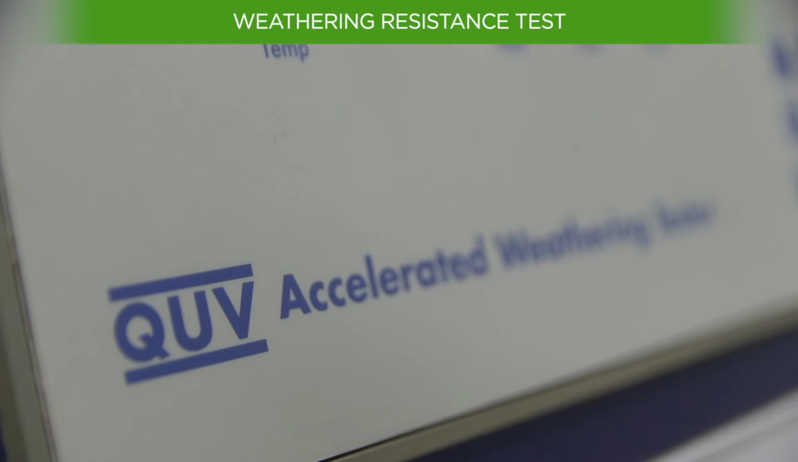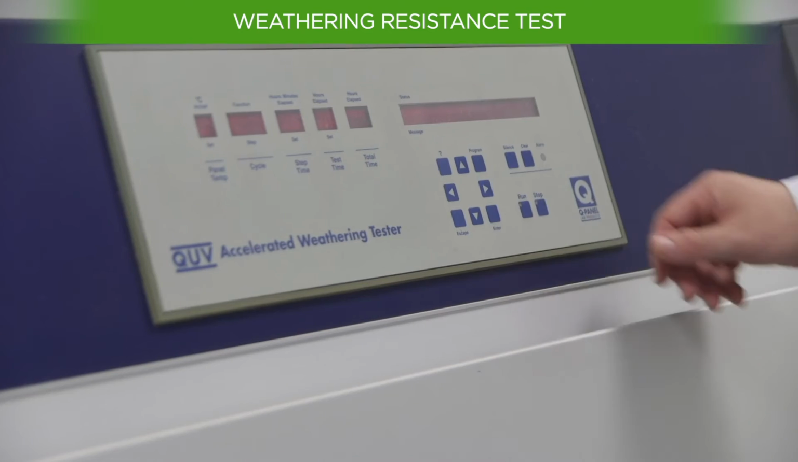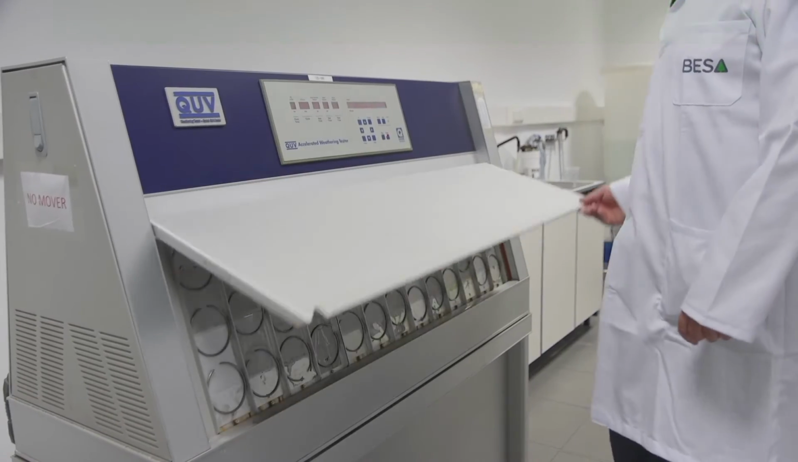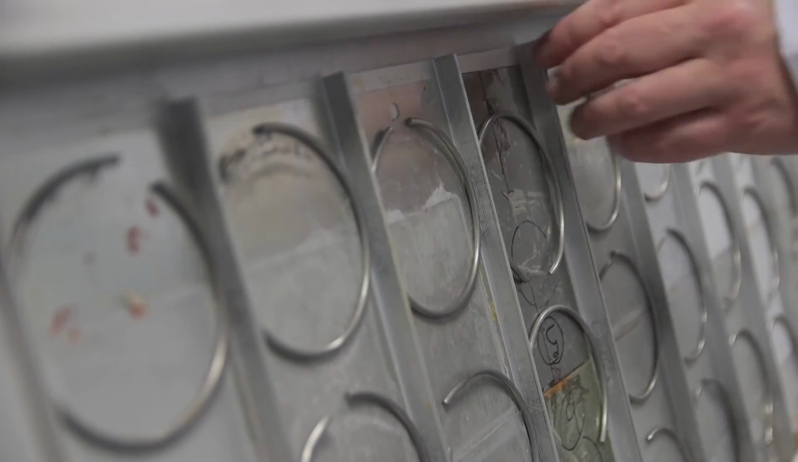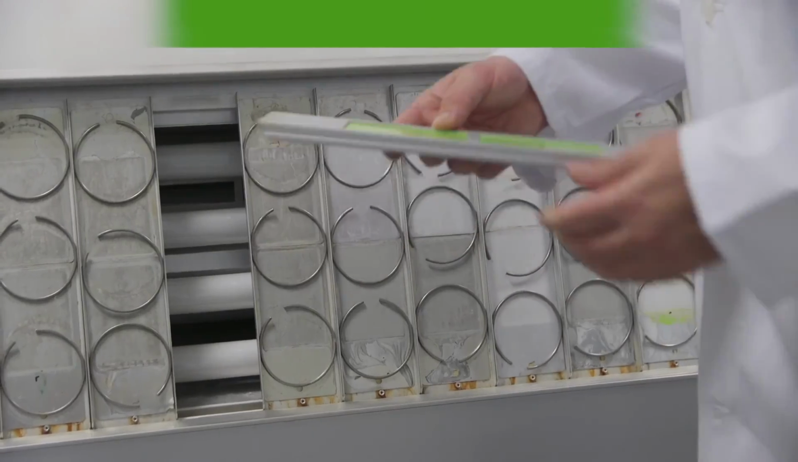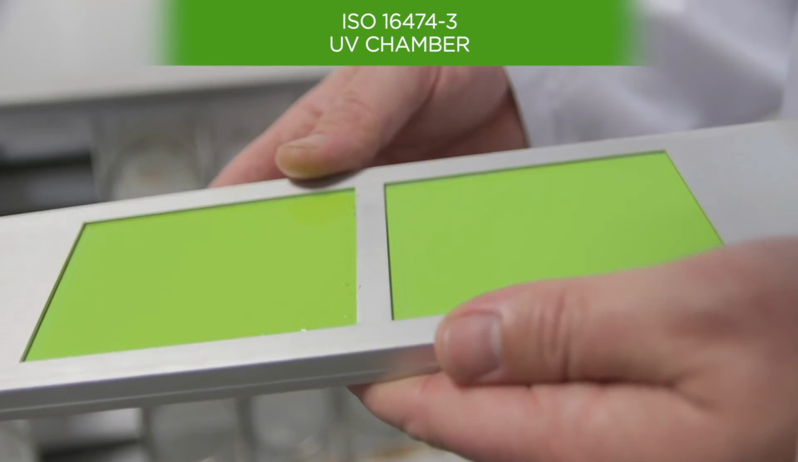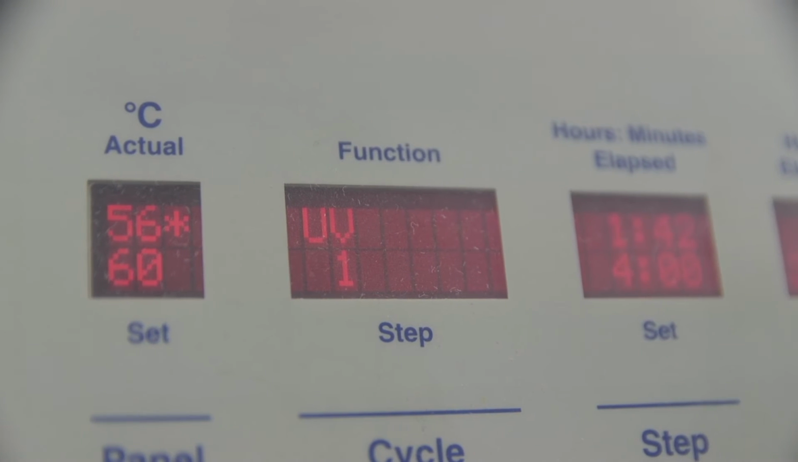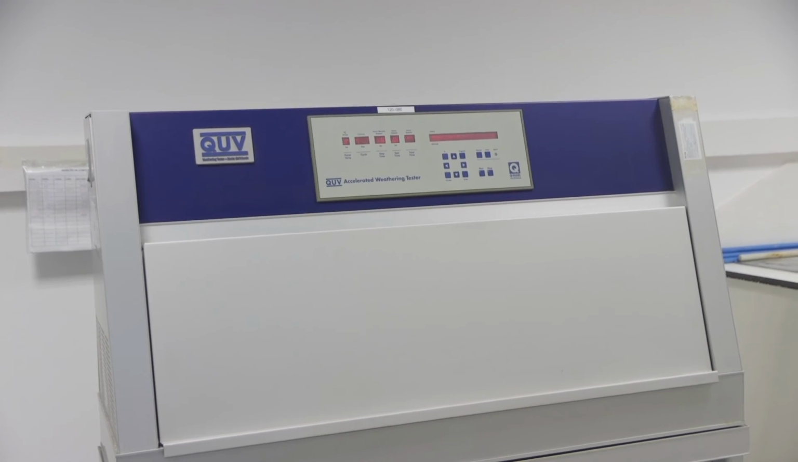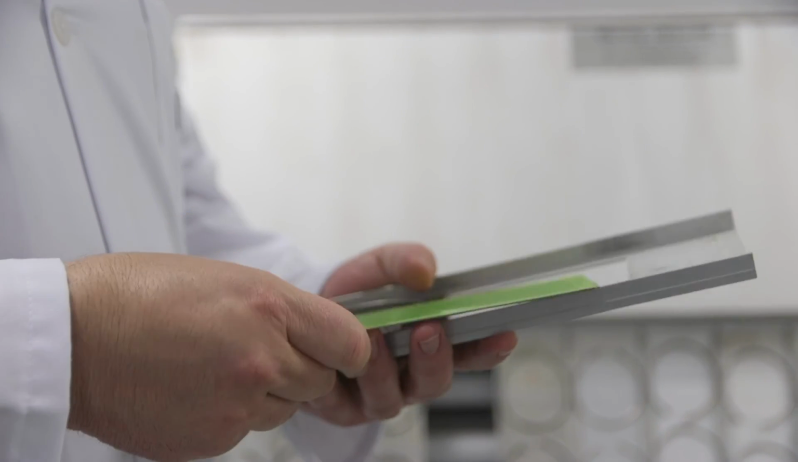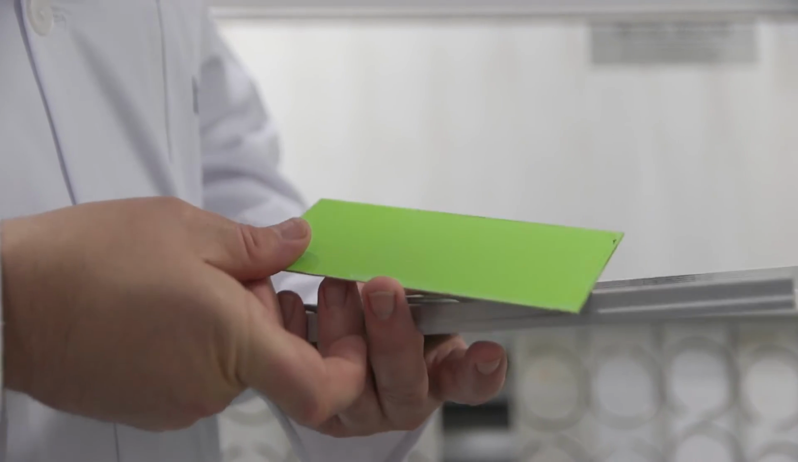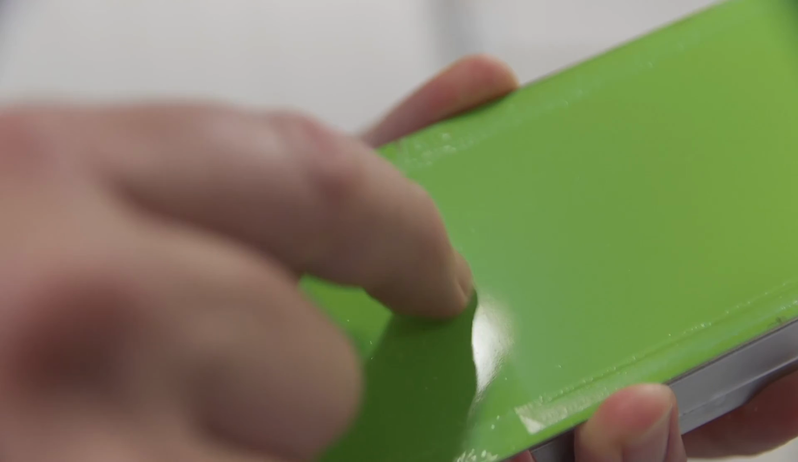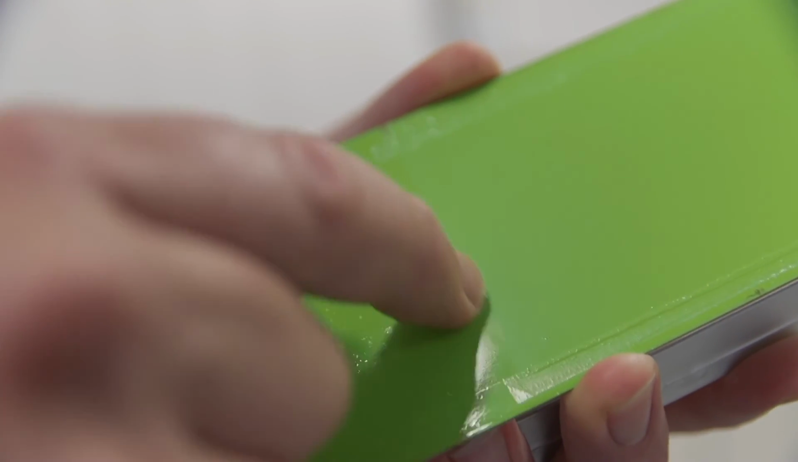Weather resistance test. In order to accelerate these tests, accelerated aging tests are used. ISO 16474-2 Xenon, ISO 16474-3 UV chamber. In this test, the paint test cards are subjected to cycles of exposure to Type A or Type B lamps and humidity. Different lamps are used and the test time and temperature of each cycle also varies depending on the specification. For example, 4 hours of ultraviolet at 60 degrees and 4 hours of condensation at 50 degrees.